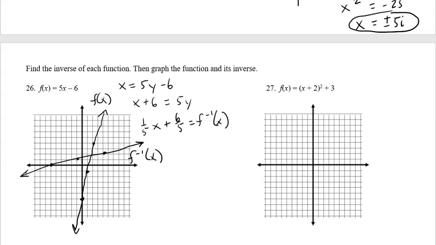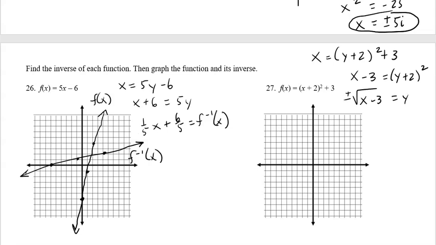Okay, here's a parabola. So let's do the same thing here. Let's find the inverse. So switch places with x and y. And then solve for y. So I would subtract 3. I'll do the square root of both sides. And then I'll subtract 2. And this is the inverse.